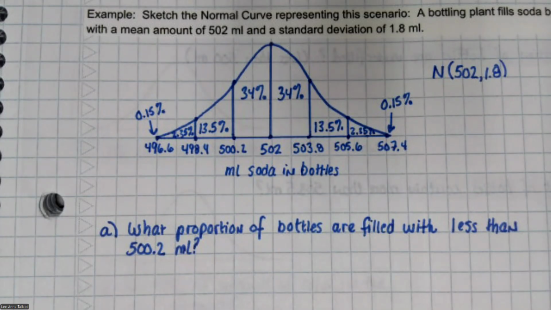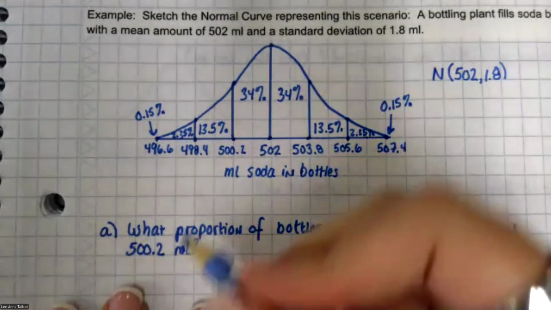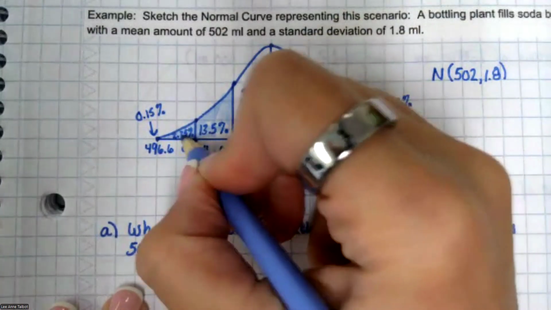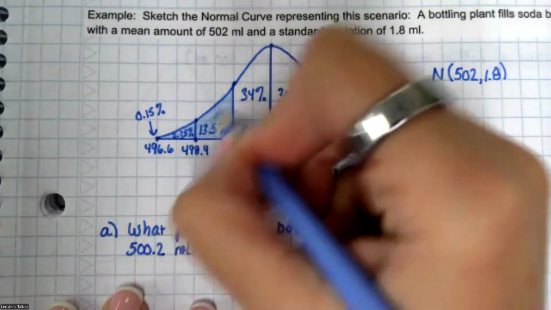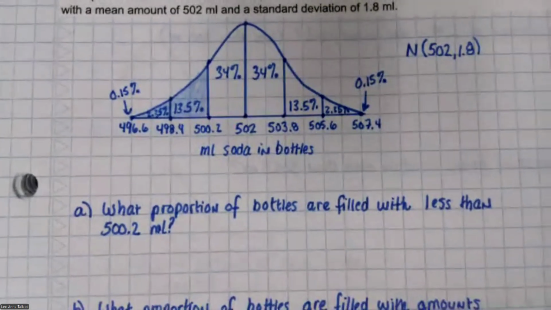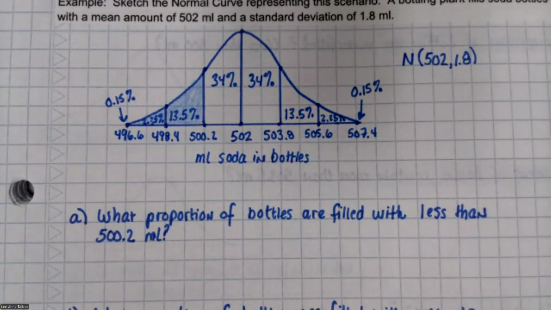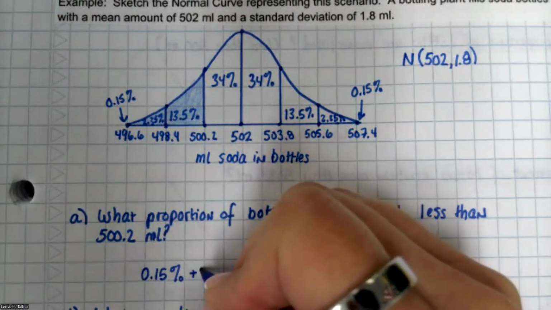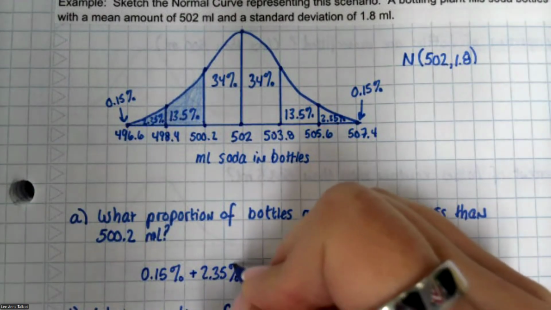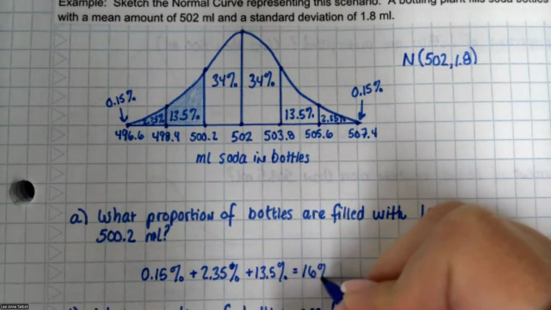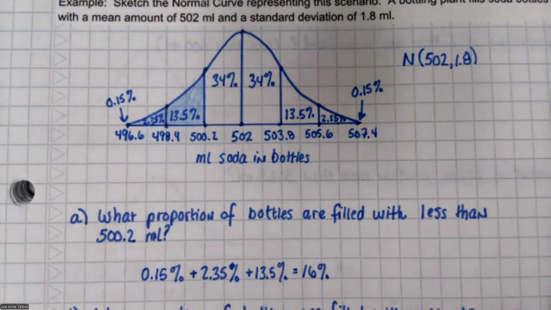I'm definitely lazy. Okay. What proportion of bottles are filled with less than 502 milliliters? Okay, so come up to your curve, shade in up to 500.2. And all I have to do is add those three percents together. So 0.15 plus 2.35 plus 13.5 equals 16%, which should sound familiar from our percentiles.